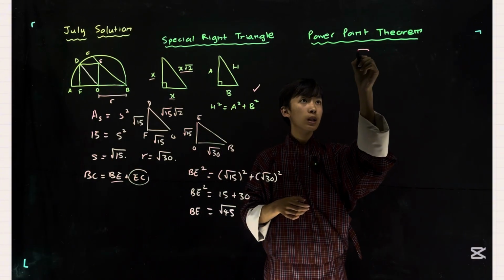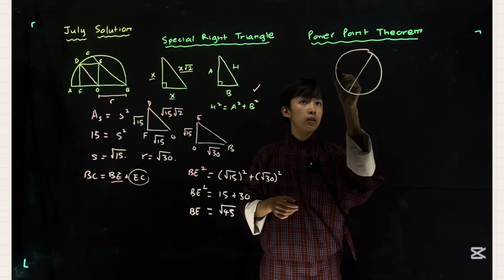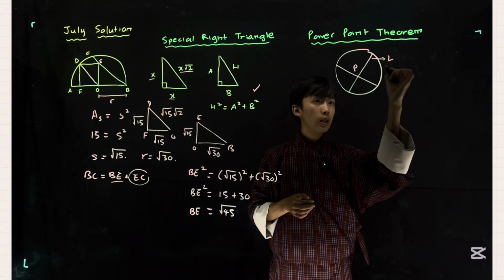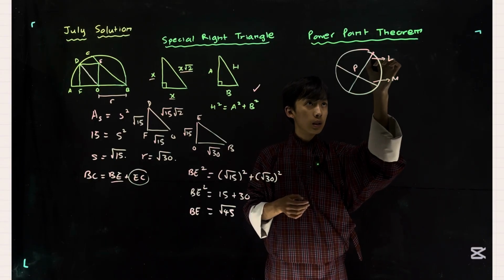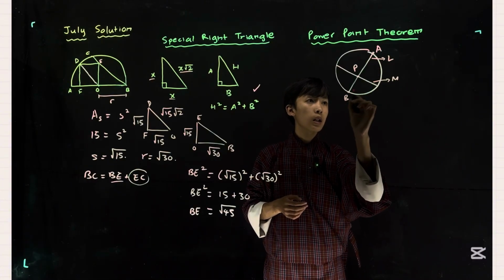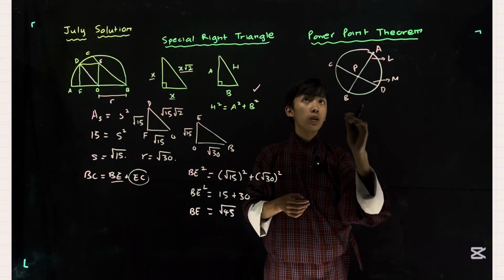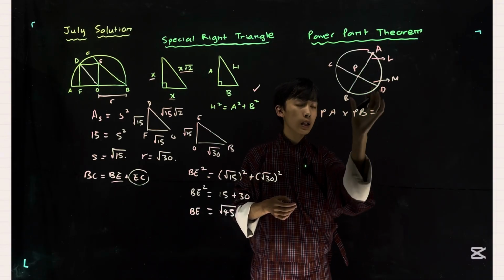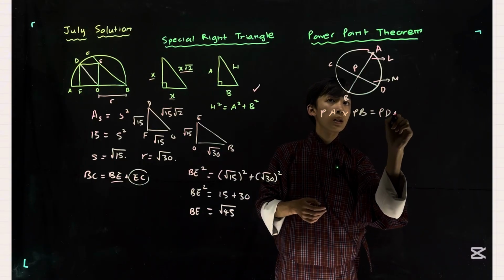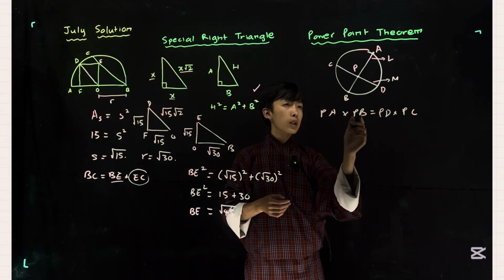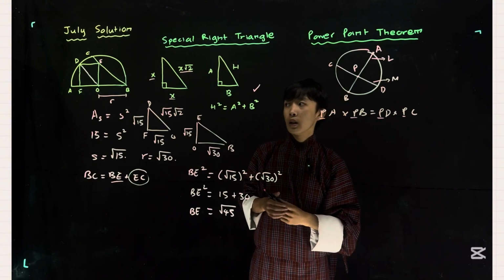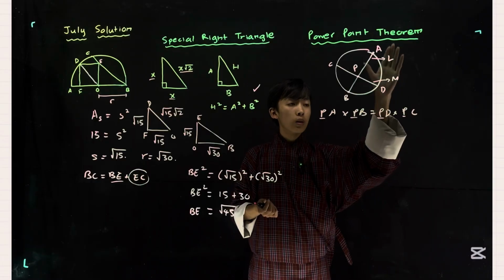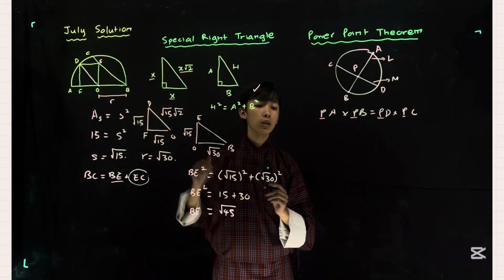So what the power of a point theorem states is that if we have two lines that are intersecting at a common point, let's call this point P, and let's call this line L, and let's call this line M. Let's say that the line L meets the circle at A and B, and as for line M, it meets the circle at C and D. So according to the power of a point theorem, P to A times P to B of line L is equal to P to D times P to C of line M. So we can see that the common point here is the point P. Now, this theorem applies with respect to a complete circle, whereas we have only a semicircle over here.